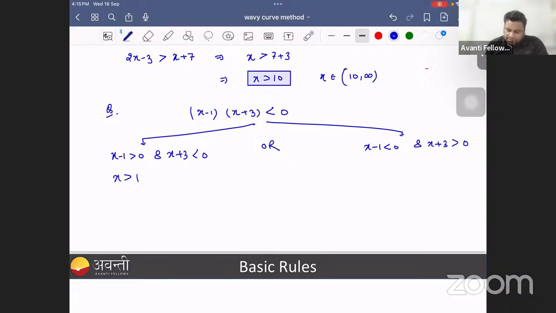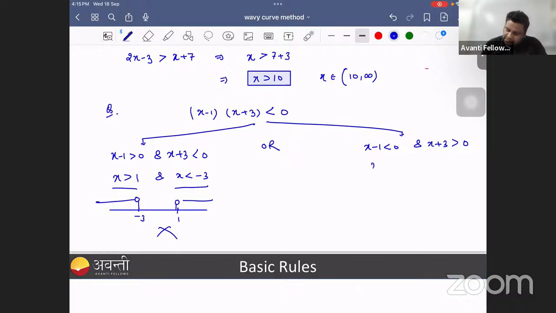So, that means x more than 1 and x less than minus 3. If you see, there is no number which is greater than 1 as well as less than minus 3. If you make it on the number line, it is minus 3, it is 1. So greater than 1 and less than minus 3, there are no numbers that exist.